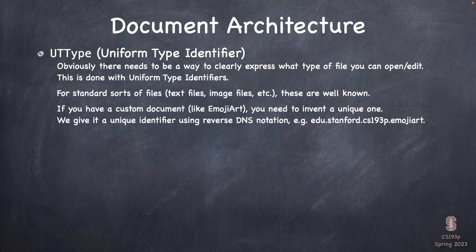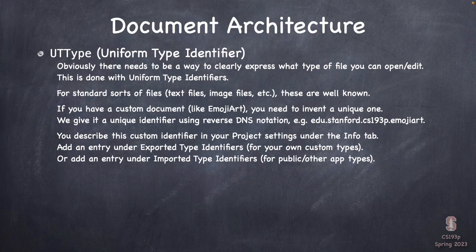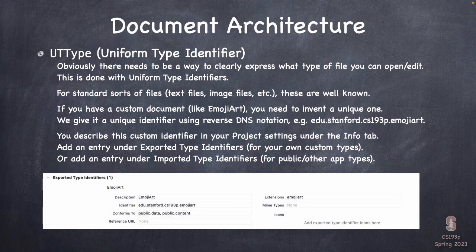So emoji art is going to be of type edu.stanford.cs193p.emojiart. I don't think anybody else is going to choose that for their type. And then we have to say what this means. And this is how we do it. This little screenshot here is from the project settings of the app. You'll see we're going to do this in the demo.